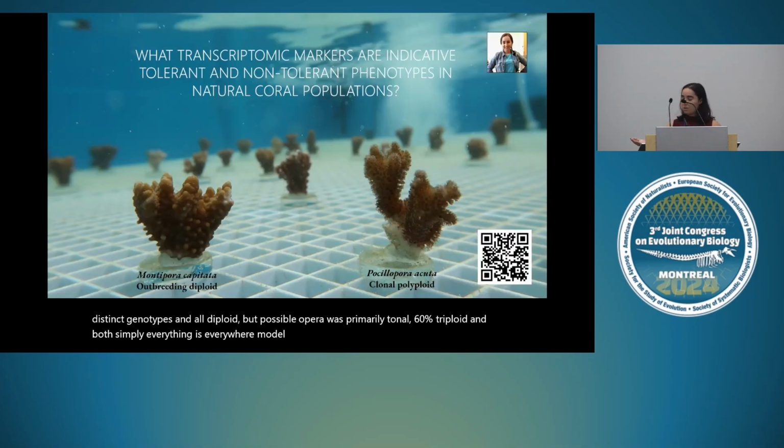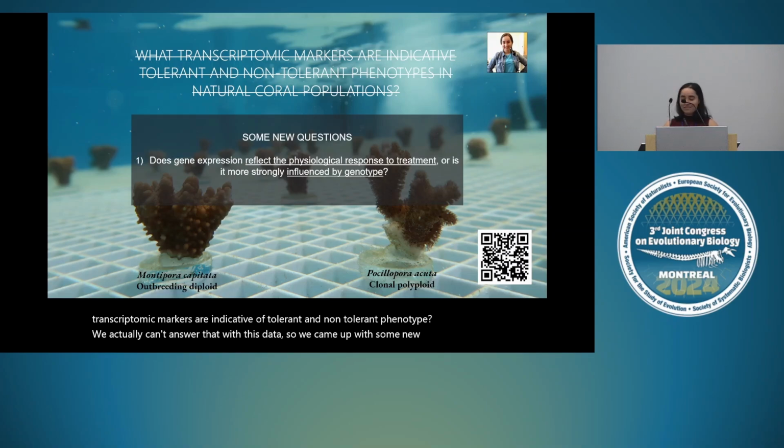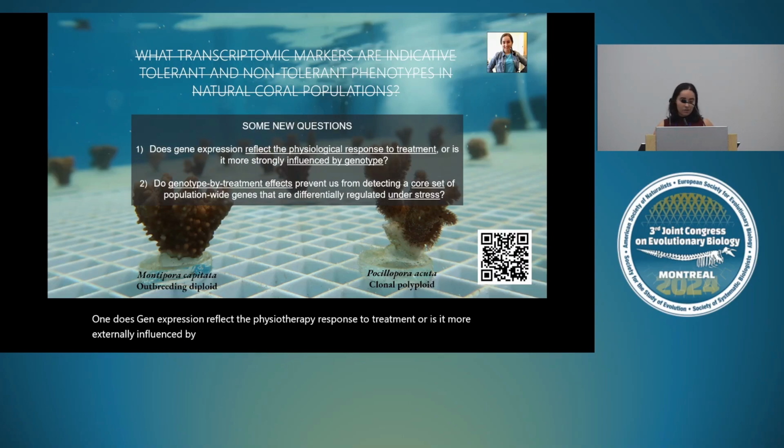So, going back to our original question, what transcriptomic markers are indicative of tolerant and non-tolerant phenotypes? We actually can't answer that with this data. So, we came up with some new questions. One, does gene expression reflect the physiological response to treatment, or is it more strongly influenced by genotype? And two, do genotype by treatment effects prevent us from detecting a core set of population-wide stress-responsive genes?